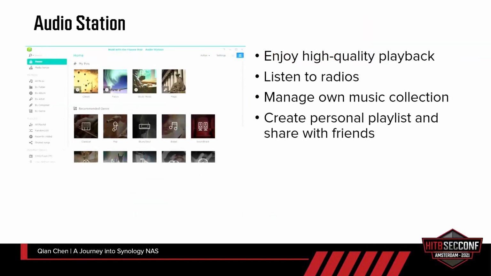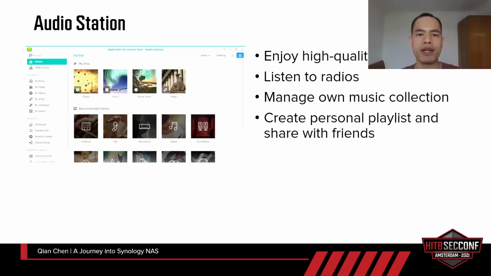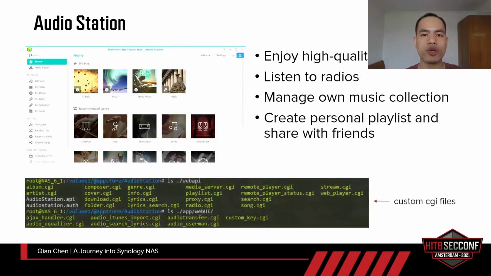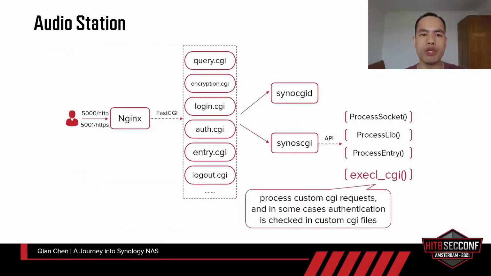The last package to share is Audio Station. It allows you to enjoy high-quality playback, listen to radios, and manage your music collection. Similarly, after installing it, it has some custom CGI files, which seem attractive. Recall the HTTP request process flow. The execute CGI path is used for handling custom CGI requests, and in some cases, authentication is checked in custom CGI files.